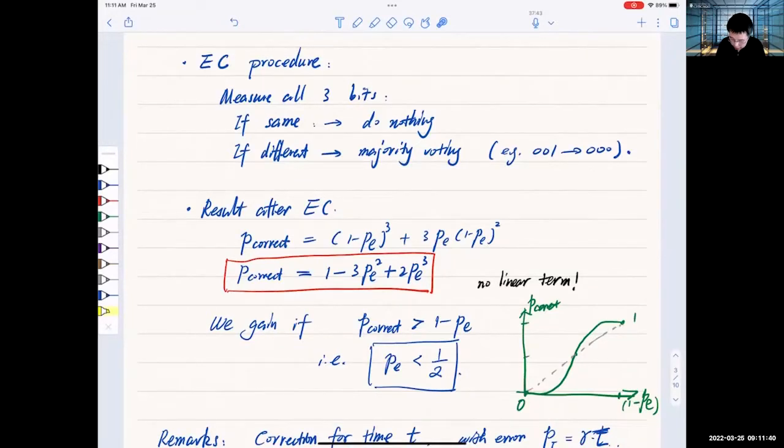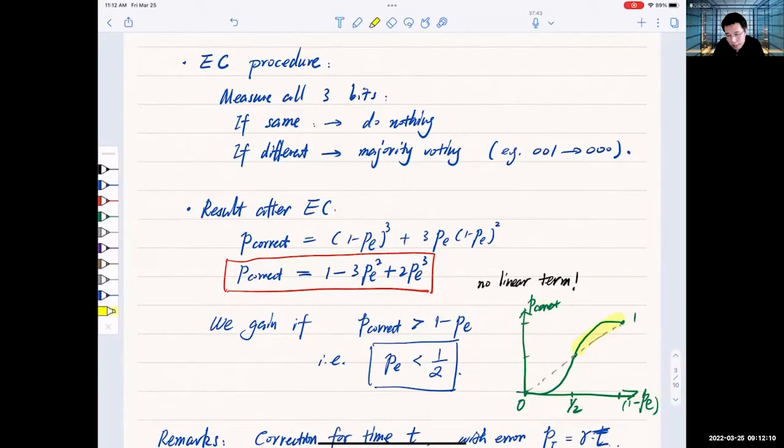So that indicates the P correct will be larger than 1 minus PE if 1 minus PE is larger than 1/2. And that's actually the fixed point in the middle. Therefore, we can get an improvement in this region where we have a small error, and using repetition code and majority voting, we can improve the P correct and suppress the error to the second order.